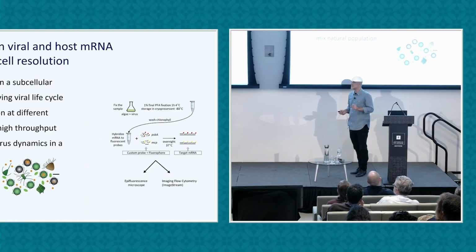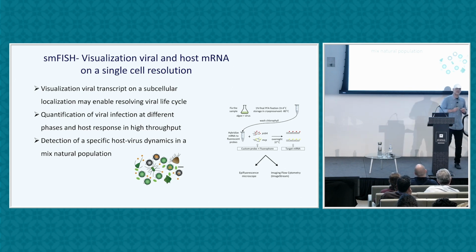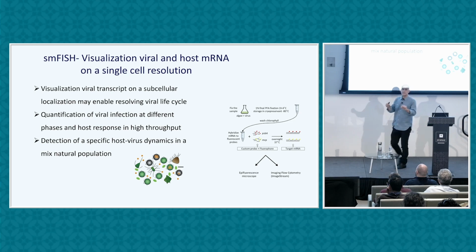The other approach on the single cell level, as I mentioned, is single molecule FISH, where we can probe specific genes. This time we use the host photosynthetic genes as a metabolic marker, and from the viral side, more the capsid genes, and we can now follow the infection, both in microscopy and visualize where it happened in the cell, but also we can do it in high throughput in flow cytometry and image stream. It gives us now also a powerful tool to go to natural population and to zoom in into specific host and virus pair in a mixed population, which is still highly challenging.